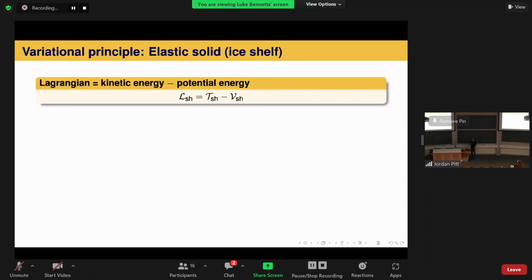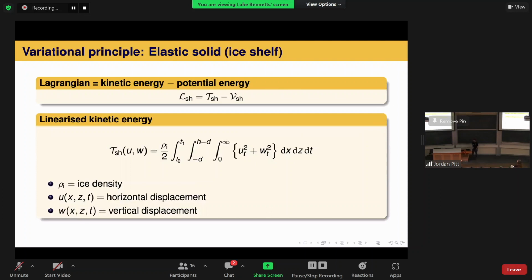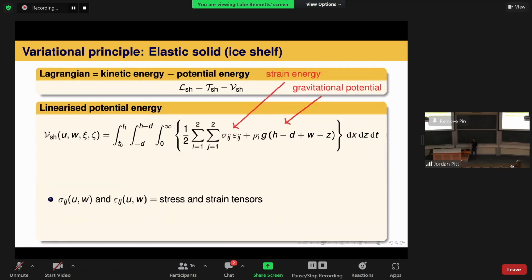So I'm going to take you through each Lagrangian. Each one is the difference between kinetic and potential energies. That's just standard. I'm going to start off with the ice shelf Lagrangian, and the kinetic energy. And at this point, you're going, well, what was all that fuss about nasty equations? Because this is straightforward. The only thing to point out here is that I'm linearizing the domain, so we're just working on the equilibrium domain.